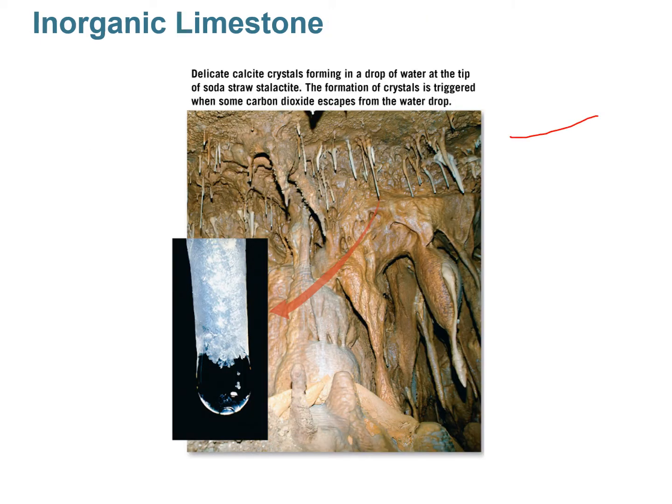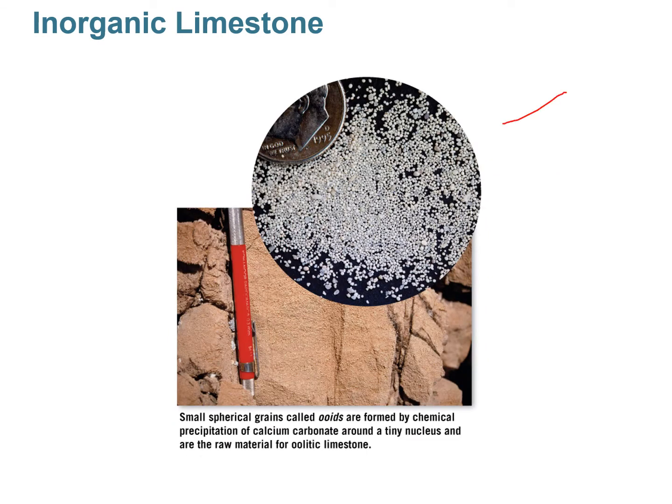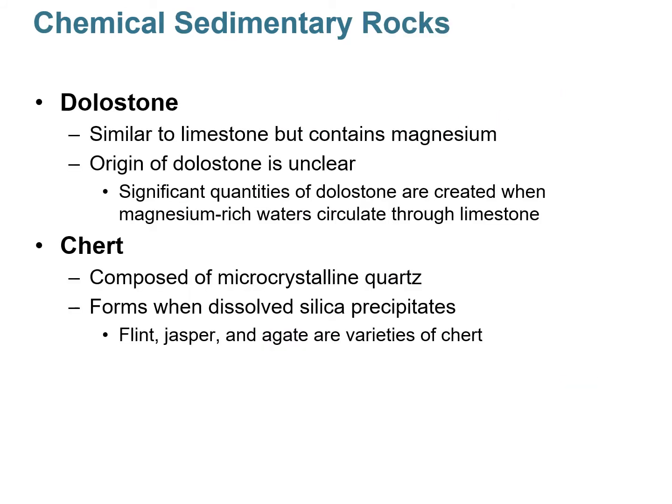Okay, so here's travertine. This is it slowly forming in a cave, drip by drip. And then these are those ooids. Okay, and this is oolitic limestone. And this is something we do have here in Florida.